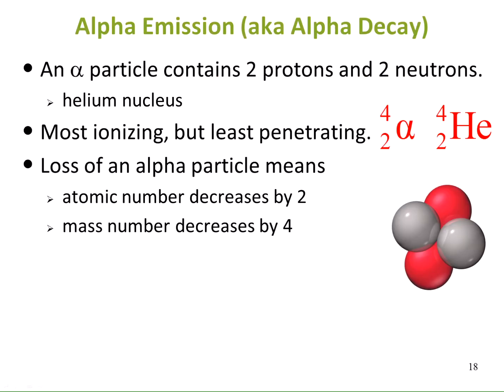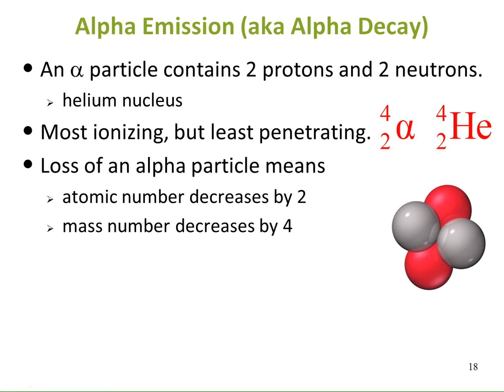First we're looking at alpha emission. This is also known as alpha decay. And remember we said an alpha particle contains 2 protons and 2 neutrons. So basically this is a helium nucleus. This is the most ionizing but least penetrating. It's the most ionizing, meaning it knocks off electrons the easiest, but it's the least penetrating, so it can't pass through as many materials as some of the other types of particles can.